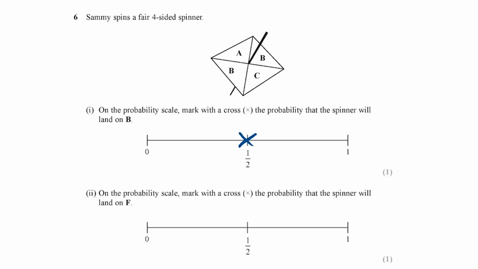And then the second part, on the probability scale marked with a cross, the probability that the spinner will land on F. There isn't an F on that spinner, so there is 0 chance that it could ever land on an F. So we just mark that at 0 on the probability scale there.